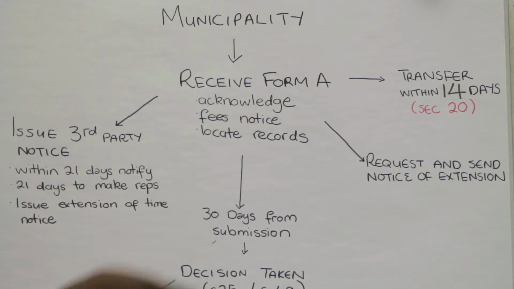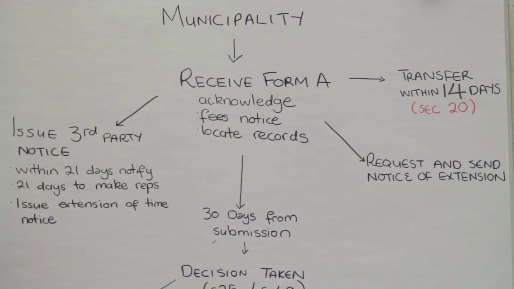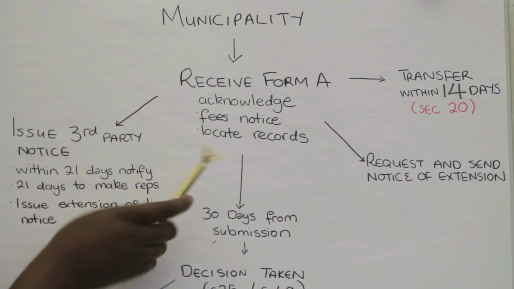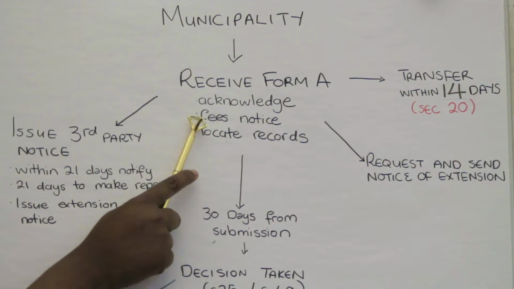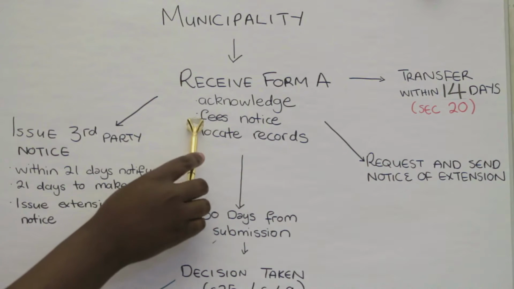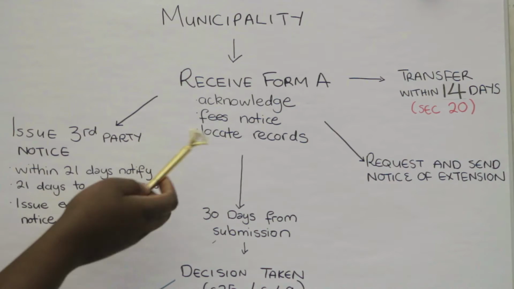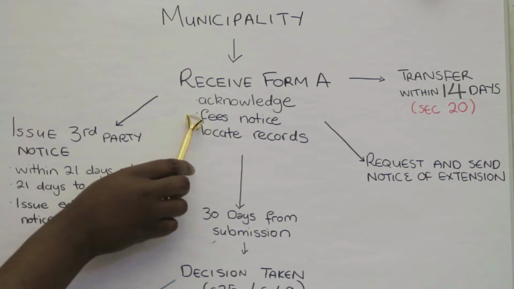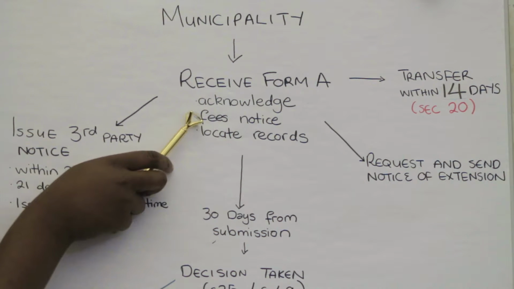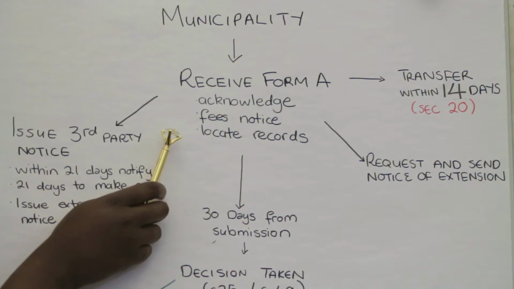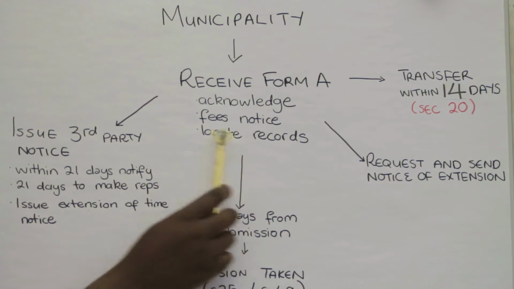Once an information officer has received a Form A, they have the duty to acknowledge receipt of that Form A. That acknowledgement is done through either an email, telephone, or any other necessary means. The information officer also has the duty to look at the Form A that has been submitted and determine whether there are fees that are applicable. If fees are applicable, then the information officer must send a fee notice along with the relevant banking details to allow the requestee to pay the fee amount. And then the information officer begins the process of trying to locate the records.